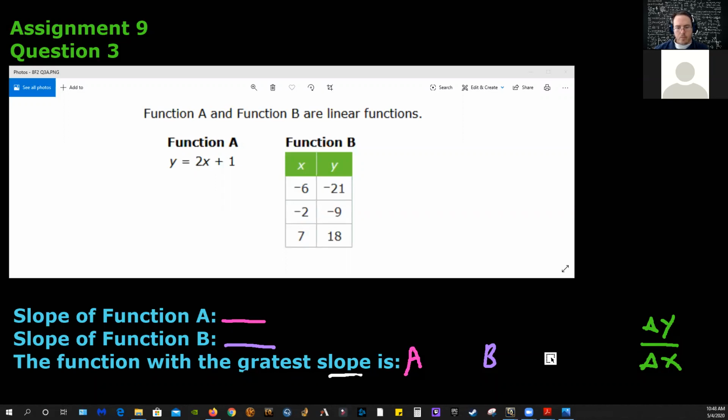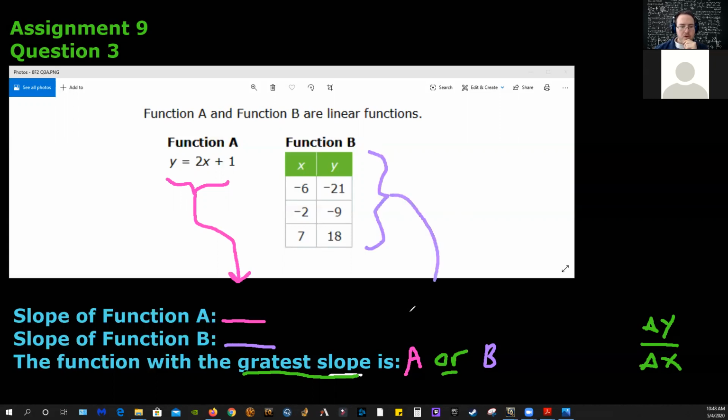Okay. So in this one, I want the slope from this equation, and that's going to go in for A. And then you're going to get the slope from this table, and that's going to go in for B. And then all you have to do is tell me which one's bigger, A or B.